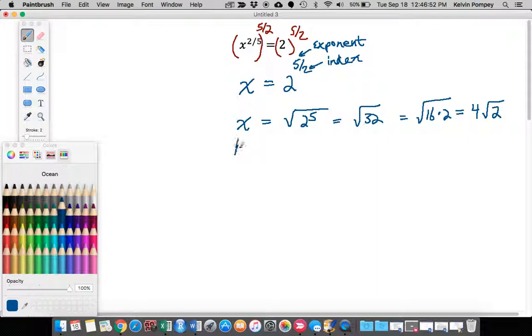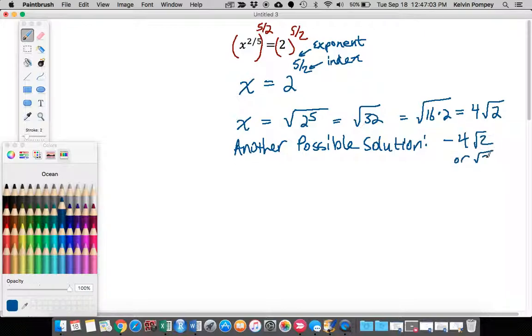All right. Another possible solution is -4 times the square root of 2 or the square root of 32. All right. And this is something that we didn't really discuss in class, but I've got to consider both in order for me to get all the possible solutions to this equation. If I just raise both sides to the 5/2 power, I'm only going to be left with one possible solution. And because this thing right here is squared, I can have another possible solution that this method is not going to give me. All right, and so what I'm going to do is check these two possible solutions.